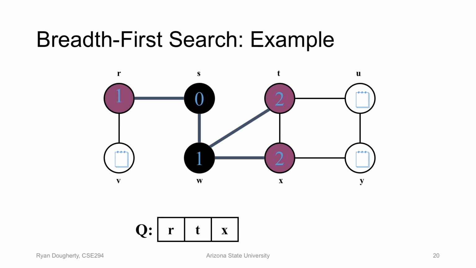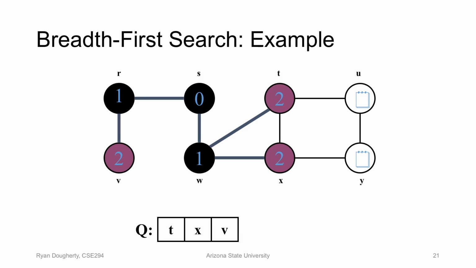So now since I dequeued W, the next vertex to dequeue is R. So now I look at that one and I update the distance on V, which will be the distance of R plus 1, and its color. So we do it again for T. Obviously I'm going to update U, but what's going to happen to X?